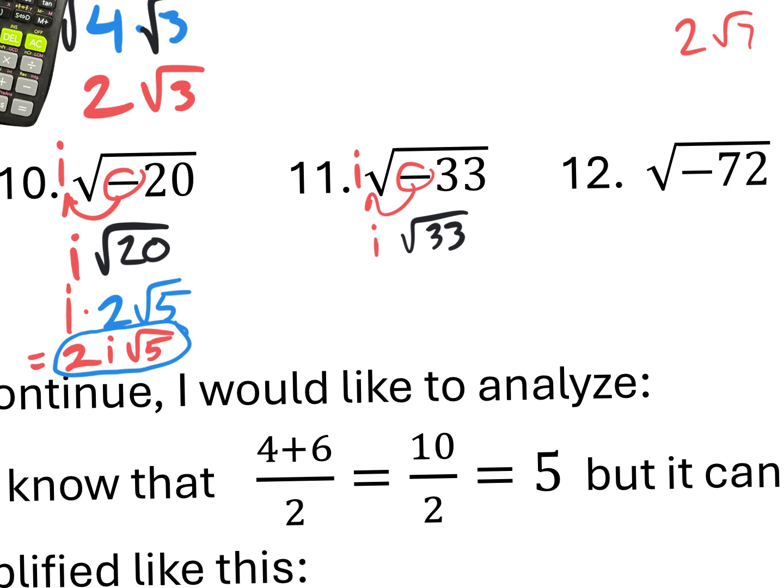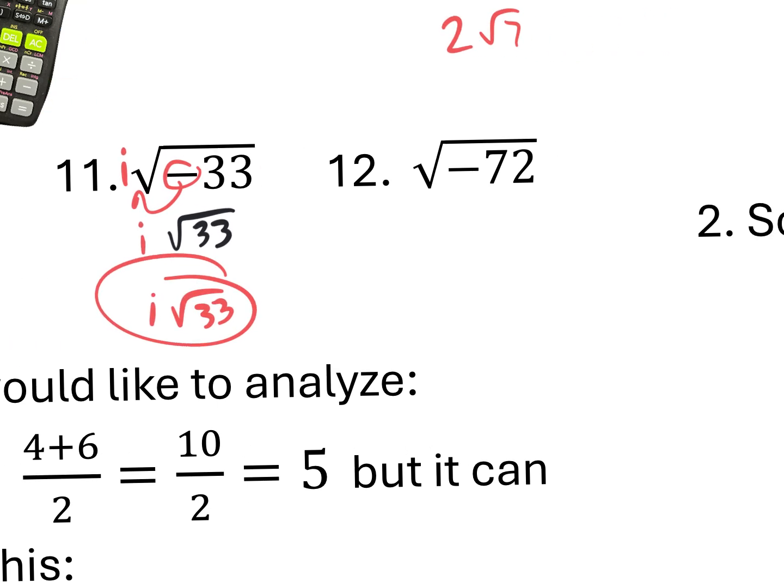So this is your answer, i square root of 33. Even if you didn't do it on the calculator, even if you tried to rewrite this with multiplication, it would be 3 times 11, and 3 is not a perfect square, and 11 is not a perfect square. So that is your answer, i square root of 33. That's your answer right there.